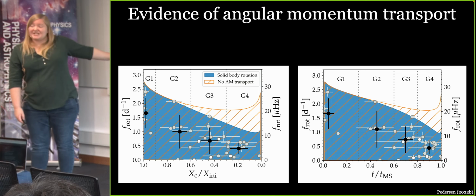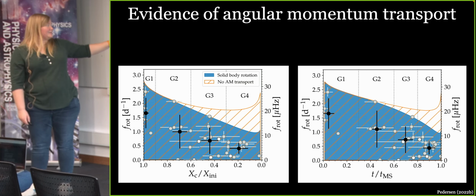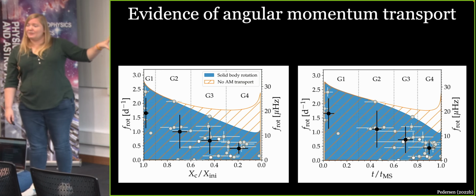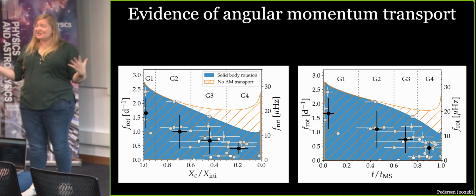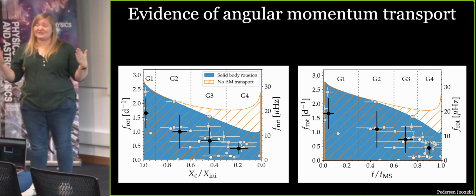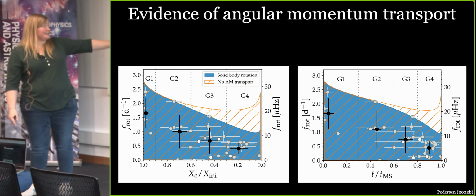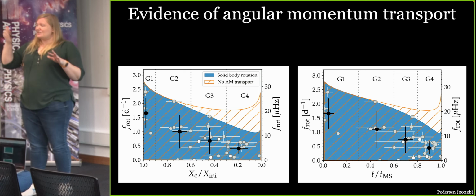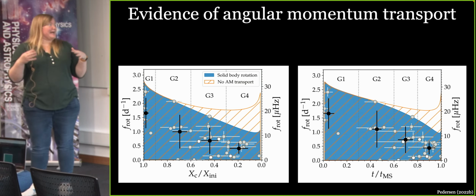are predictions for where the star should be in this rotation versus age plot, assuming that we have very efficient angular momentum transport inside the stars, so they're effectively rotating as a solid body. So that's in blue. And the hatched orange region, what we're seeing here, is what happens if we have no angular momentum transport in stars.